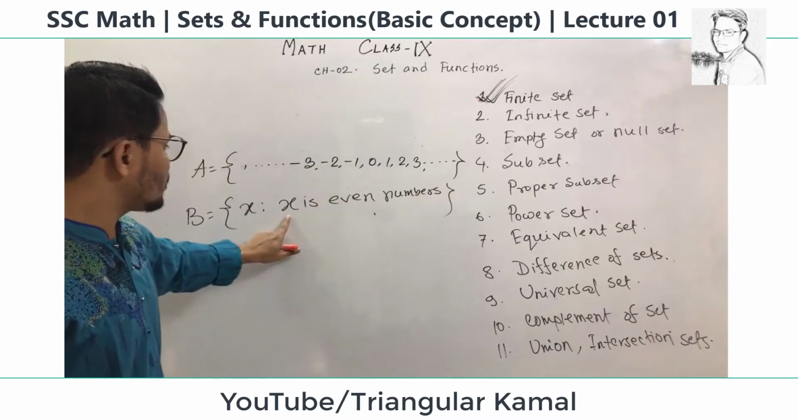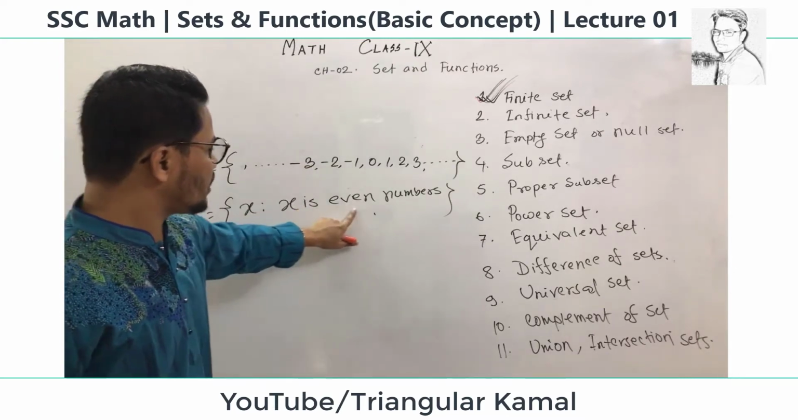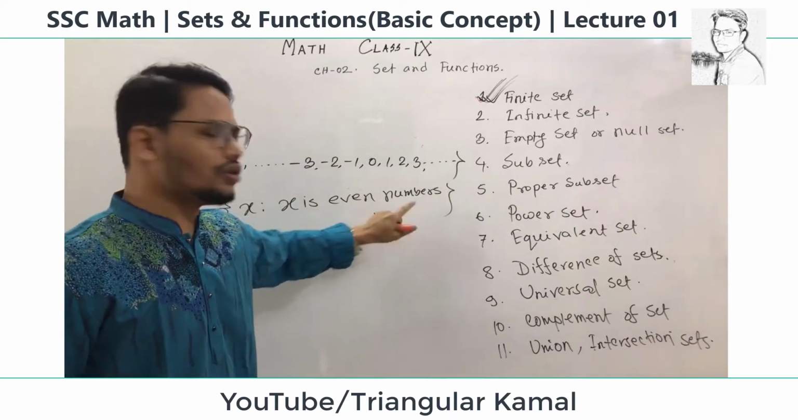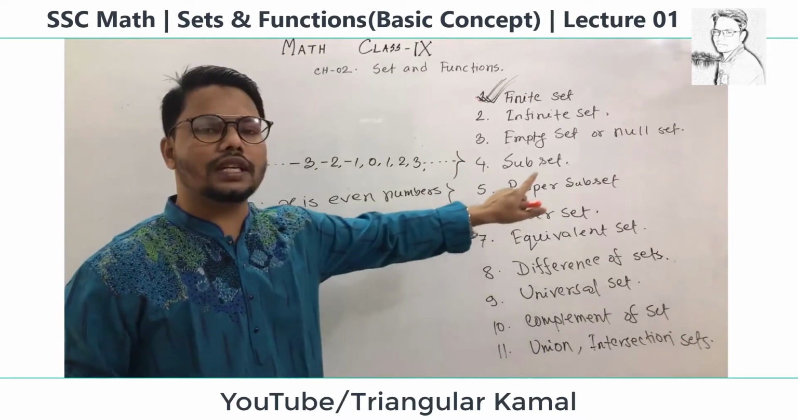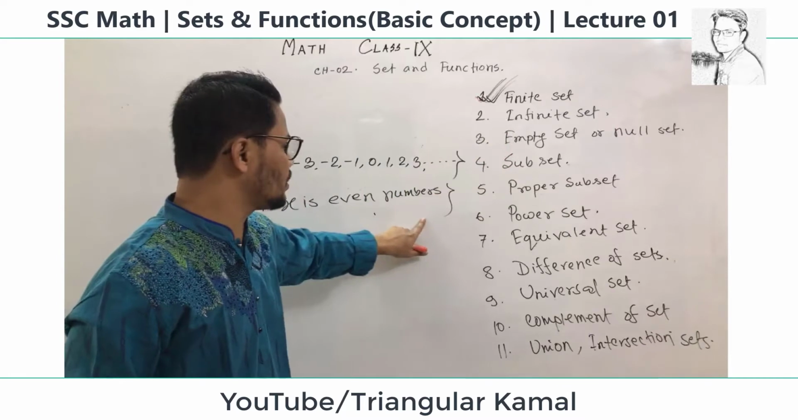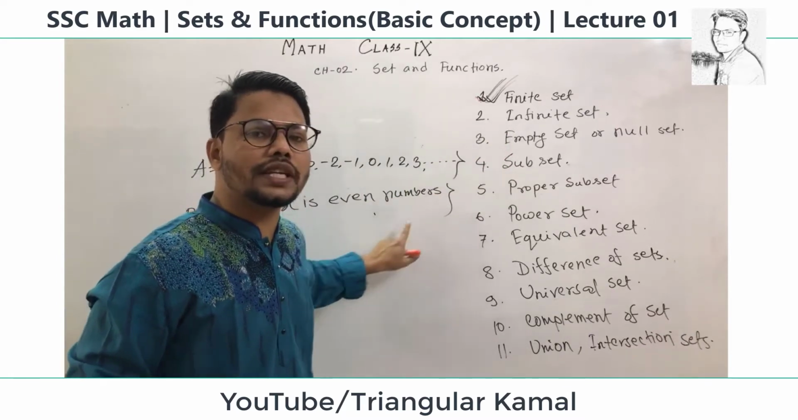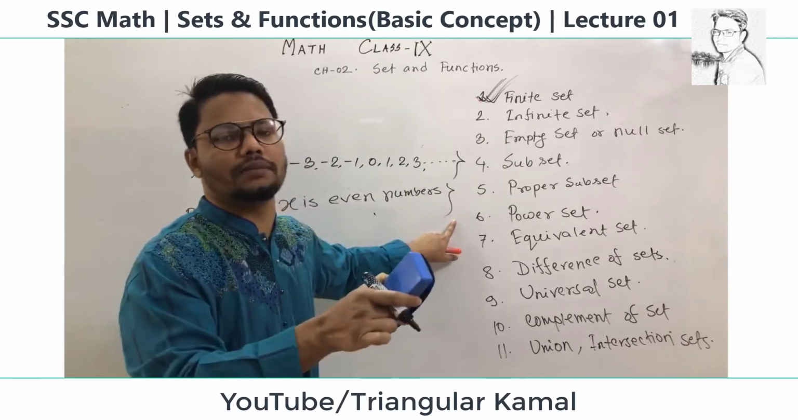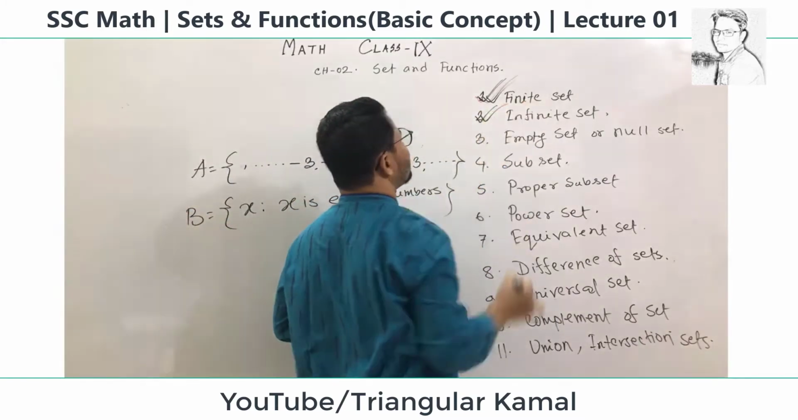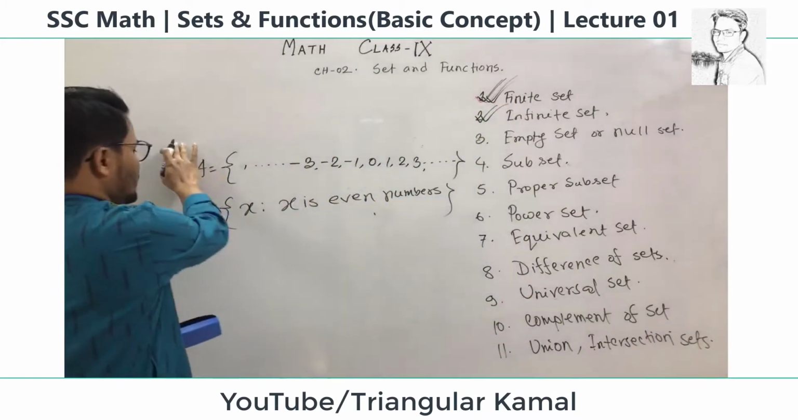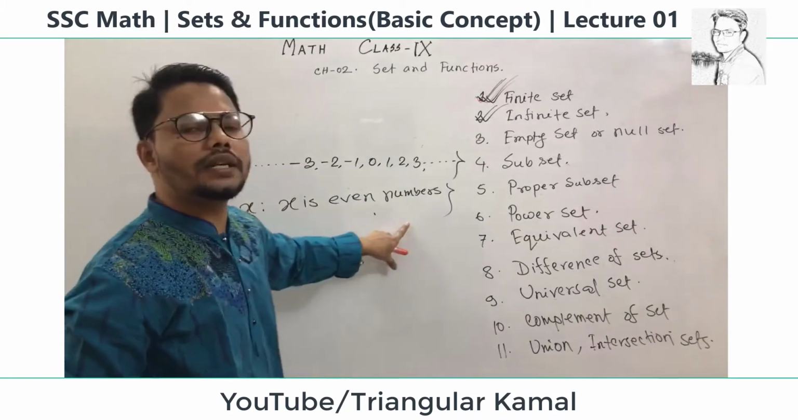This one is also the same. X is an even number. If we start here 2, 4, 6, 8, 10, 12, 14, 16, we cannot complete it or find the last element. So they are called infinite sets. So this A and B are infinite sets.